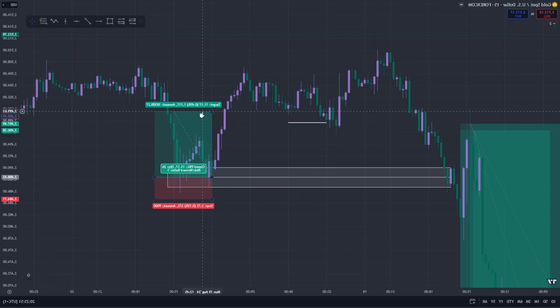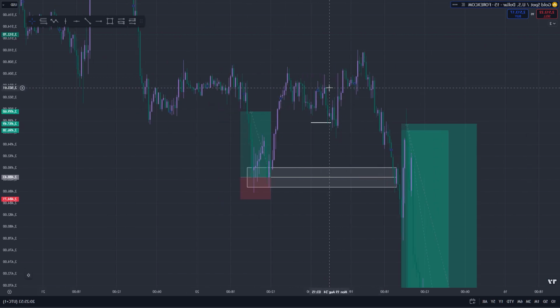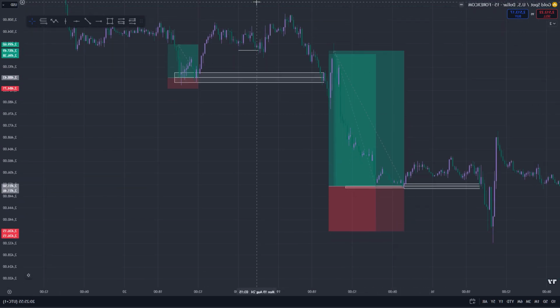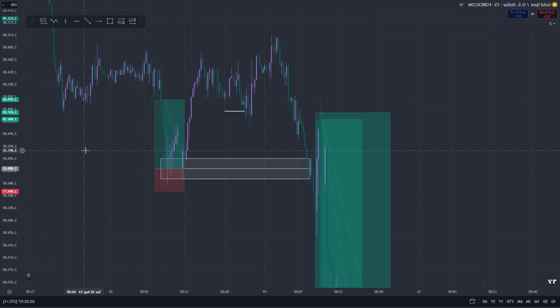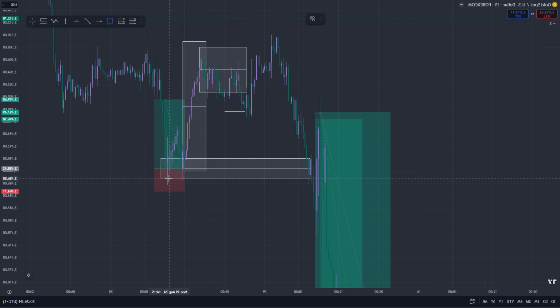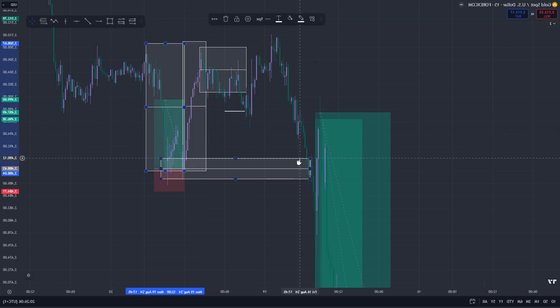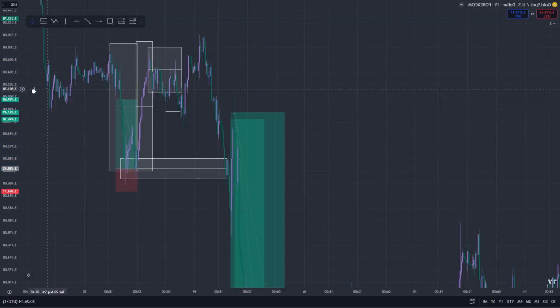Okay, so currently we're in an uptrend, as you can see here. We have our accumulation phase. We have our manipulation phase. We have our distribution phase. We enter off the order block right here. Boom, 50% level. Easy. 1 to 3. Easy as that.